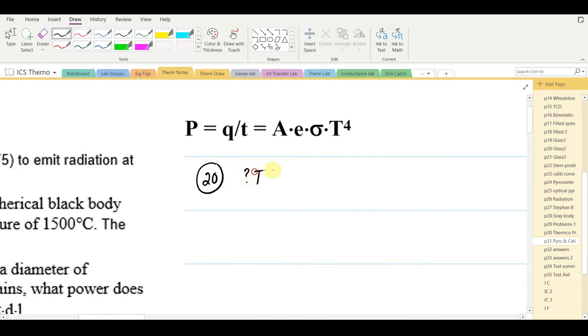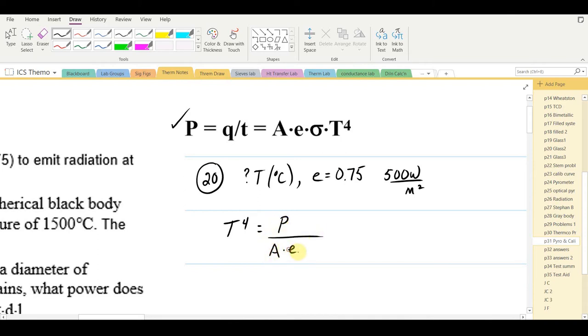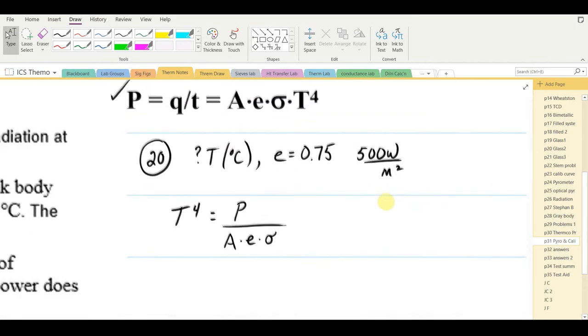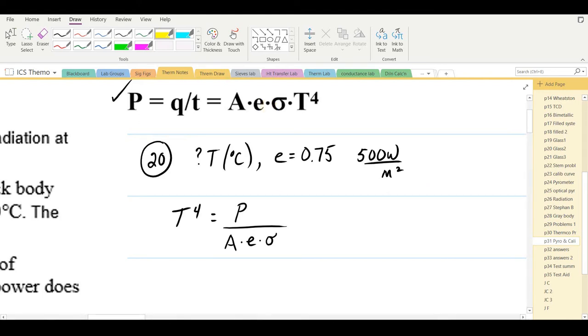Want to know the temperature in degrees Celsius. An object with emissivity of 0.75, we're told it emits power at a rate of 500 watts per square meter. Here's our formula. I want to solve for temperature, so I'm going to say T to the fourth equals power divided by A E sigma. So we have the emissivity. It's given as 0.75. Stefan Boltzmann's constant is known. We need these two terms, power and area, surface area.